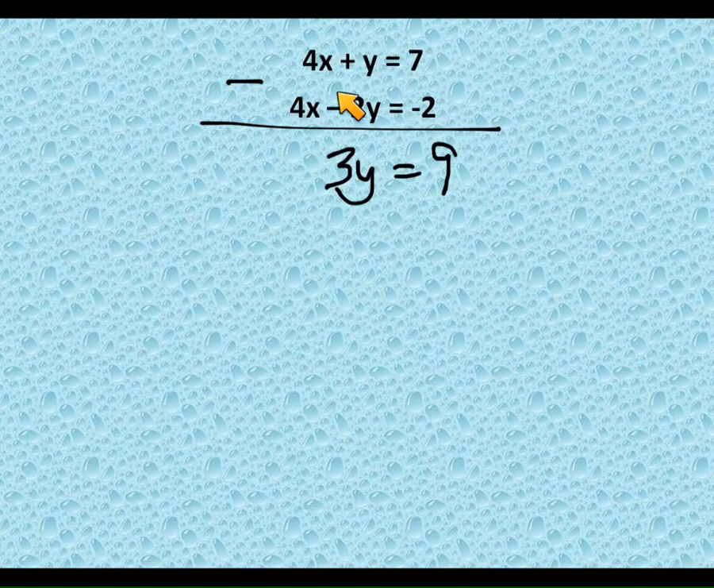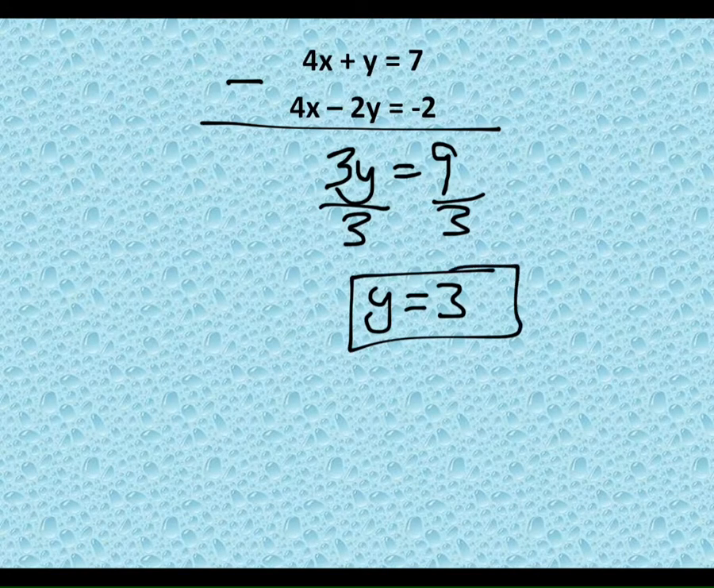So then I just solve this equation for y. I need to get rid of that multiplication by 3. Divide both sides by 3. 9 divided by 3, y is 3. I have one of my variables. I need to go find the other one.